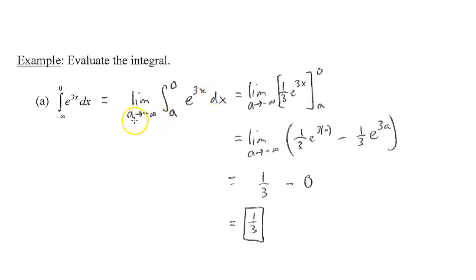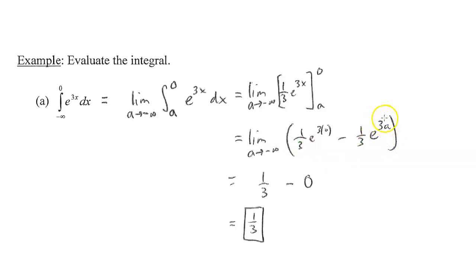Okay, so how do we do this? Well, again, the integral from negative infinity to 0 is like integrating from a to 0 and letting a approach negative infinity. Now the integral of e to the 3x is 1/3 e to the 3x, evaluated from a to 0. Plug in 0 for x, and then subtract what you get when you plug in a. Now e to the 0 is just 1, so this whole first term is just 1/3 times 1, or 1/3. And as a approaches negative infinity, this approaches 0.